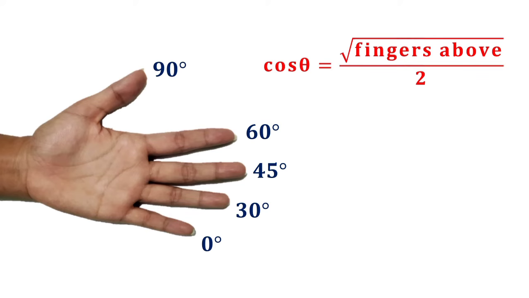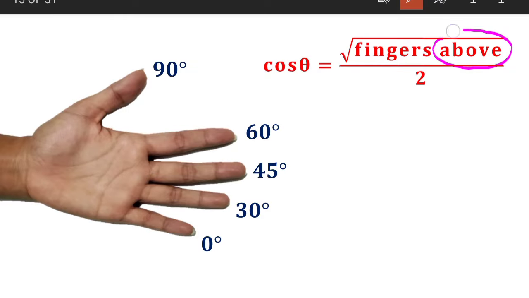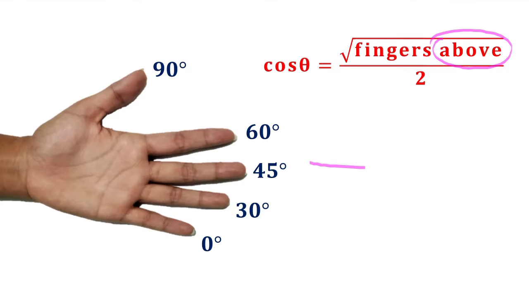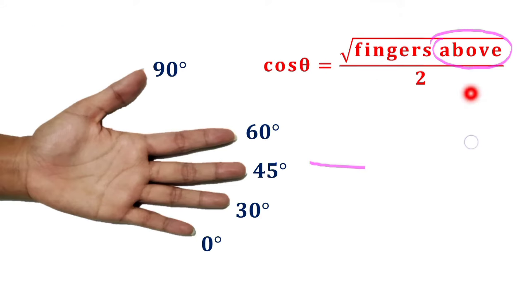Okay, so in finding the trigonometric ratio or trigonometric value of the cosine function, the formula is this. Cosine theta is equal to the square root of the fingers above all over 2. So this is the difference between the two. In cosine, we have above, and in sine, we have below. In finding the ratio or the value of the cosine function, you are going to count the fingers above the angle.